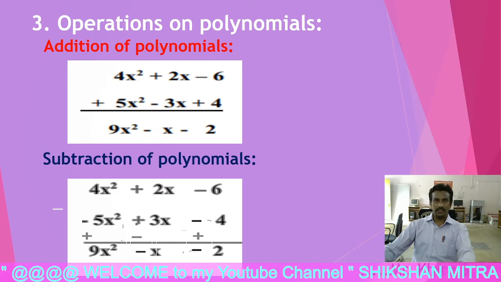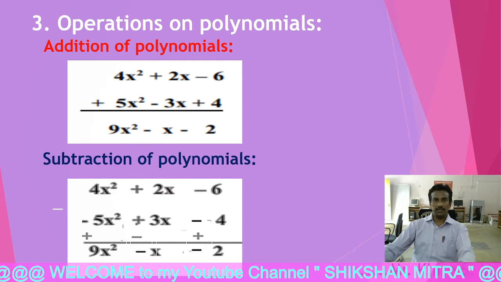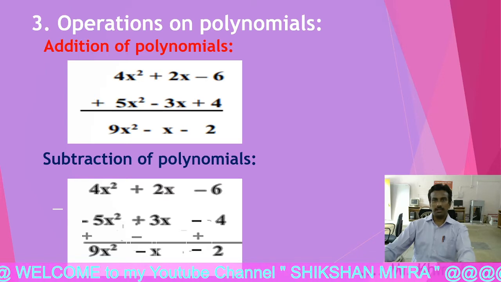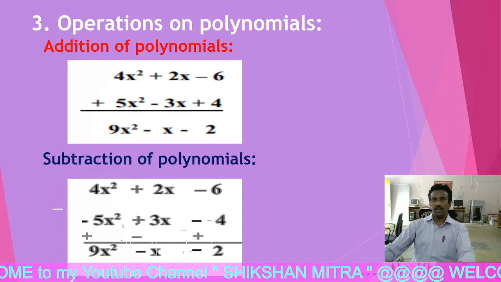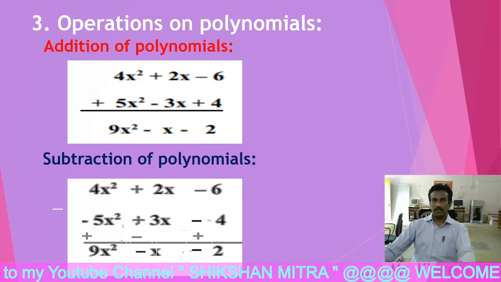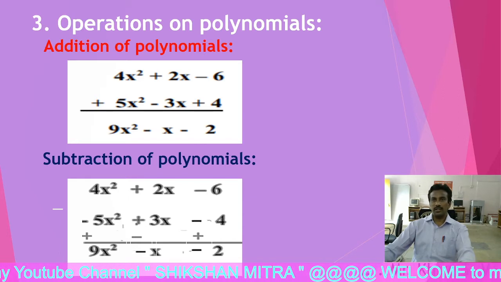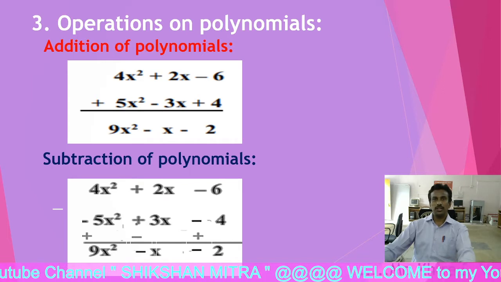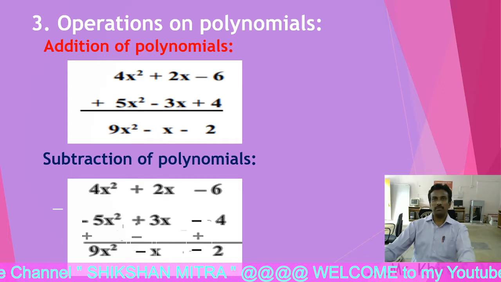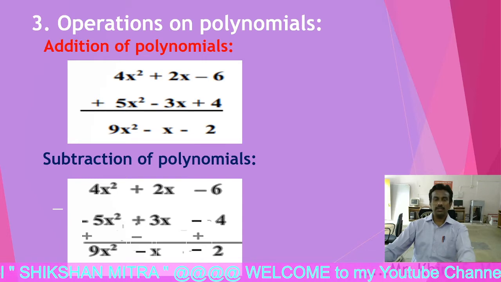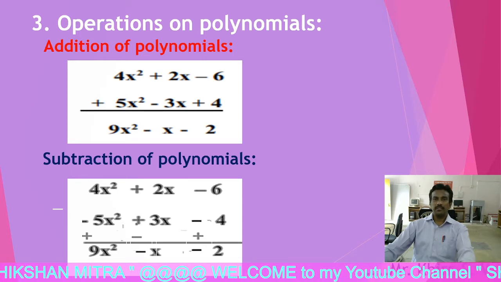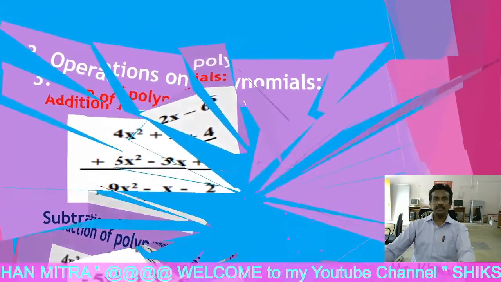Therefore, at the time of subtraction, we have to change all the signs of the second polynomial. Here minus becomes plus, minus and minus becomes plus, minus and plus becomes minus, minus minus becomes plus. Now we can add or subtract these two polynomials. Minus 6 plus 4 is minus 2, plus 2x minus 3x will become minus 1x, 4x square plus 5x square will become 9x square. Got it?